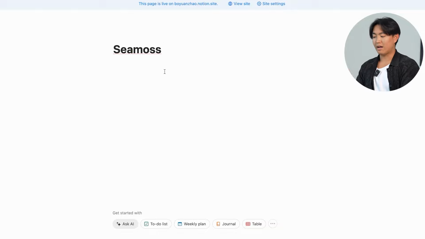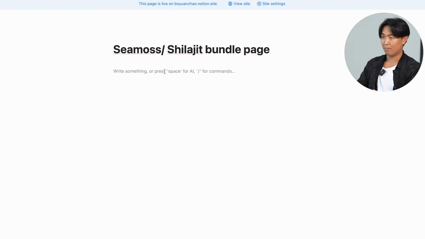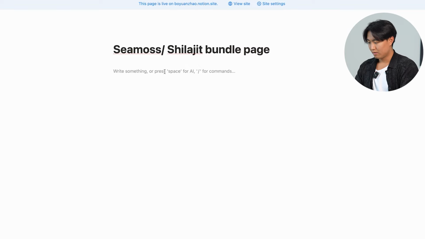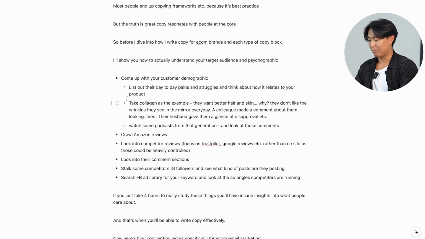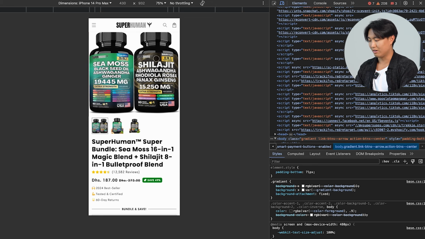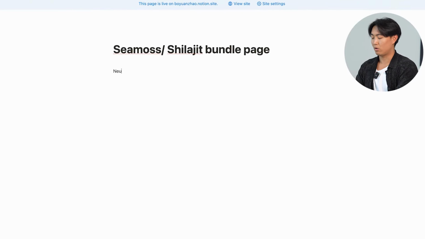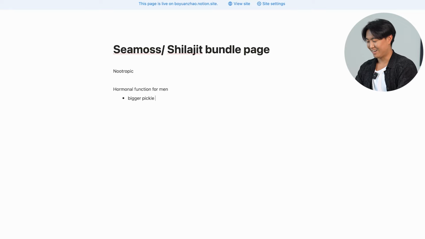So essentially where I would start with this brand specifically is I would just create a Notion page, and I don't really have a template to follow. It's more so just an idea dump of what my findings are, right? So first things first, I already know that black seed oil, sea moss, ginger, Shilajit, all of these things are really just nootropics to help with hormonal function. So I would just start writing down keywords: hormonal function for men, bigger pickle angle, which is kind of funny, and increased levels of testosterone.